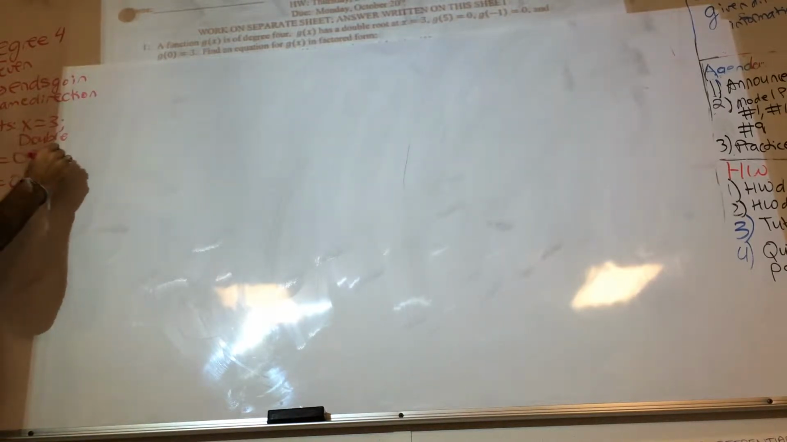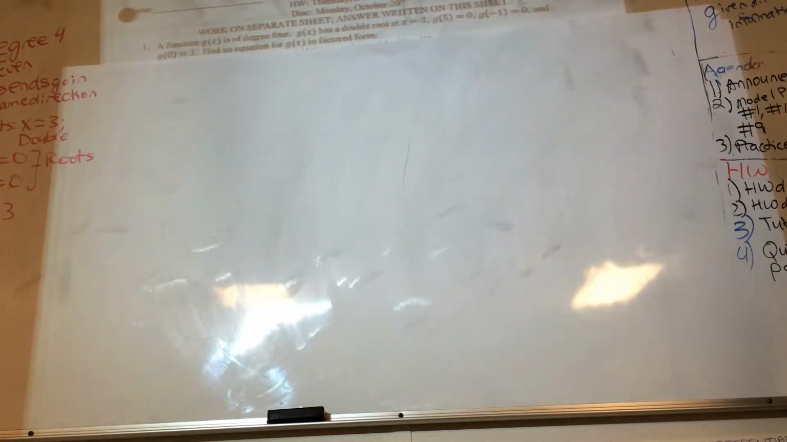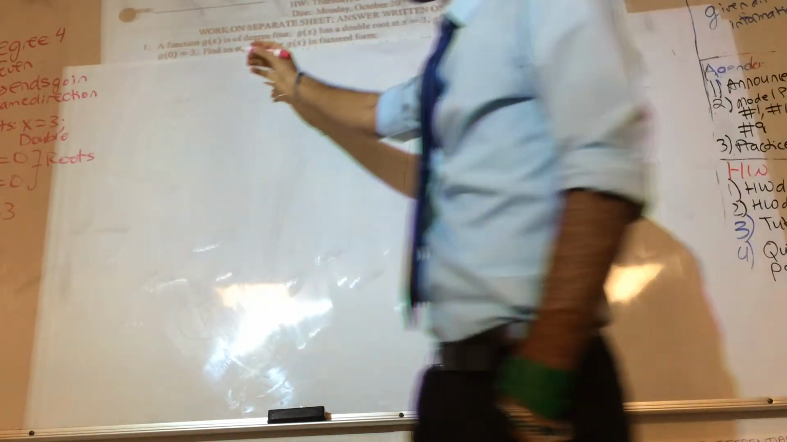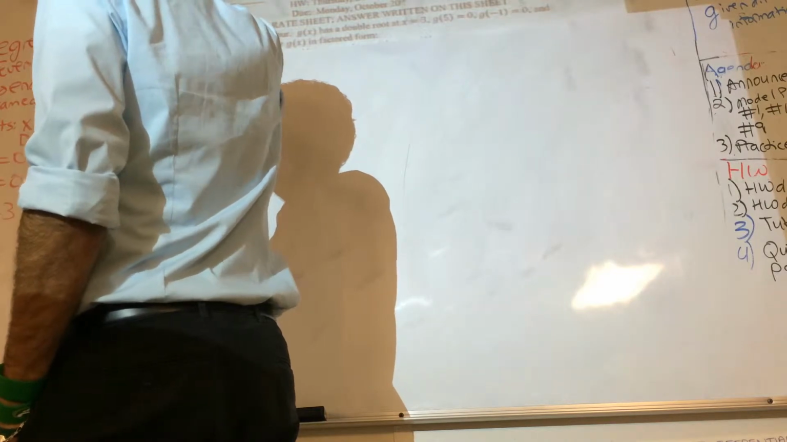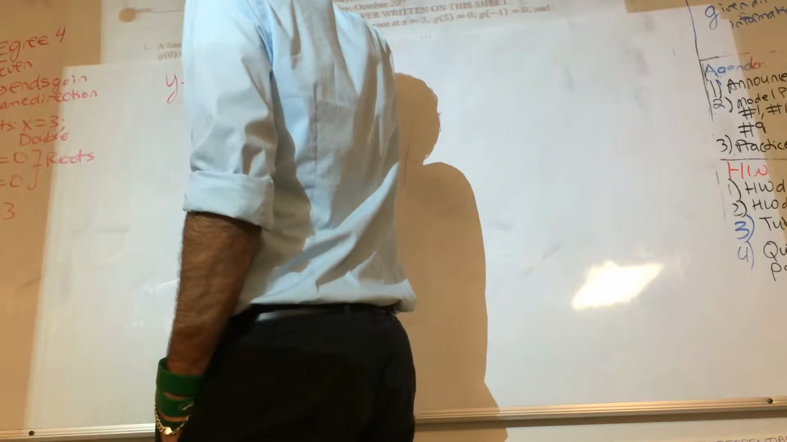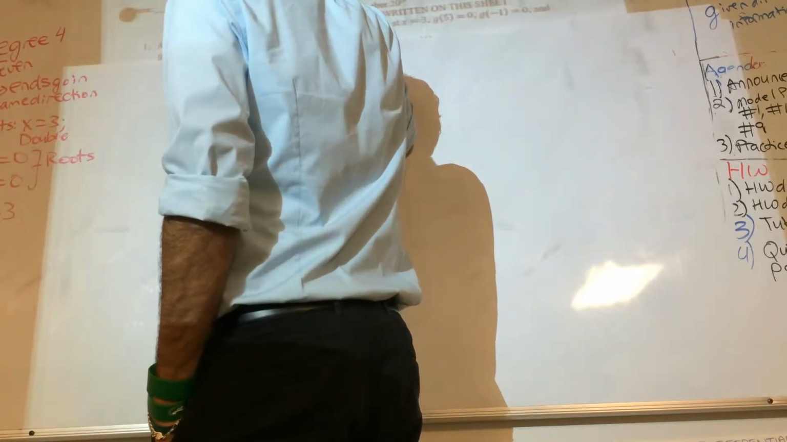g of 0 equals 3. These are both roots. So let's see what we can do. Well, we know that they're asking us for an equation in factored form. So to me that says y equals a times x minus r1 times x minus r2 times x minus r3.